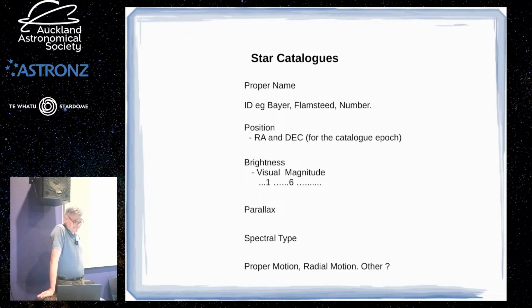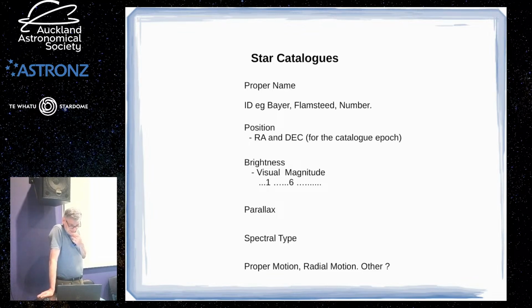You use the SAO catalogue. The Smithsonian one. Yeah. About, I think, about 1,000 bright stars north of declination -20.